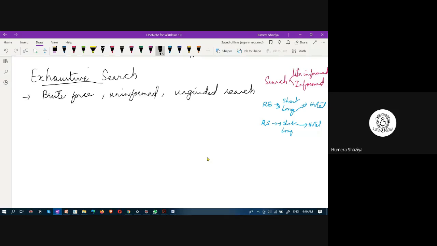The searching mechanisms that belong to this category of exhaustive search. Brute force, have you heard about brute force, the term brute force? Brute force also means exploring all the options available.